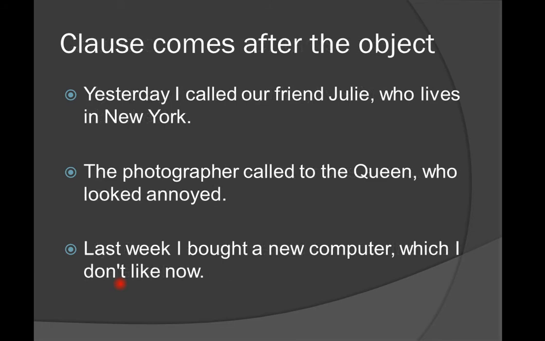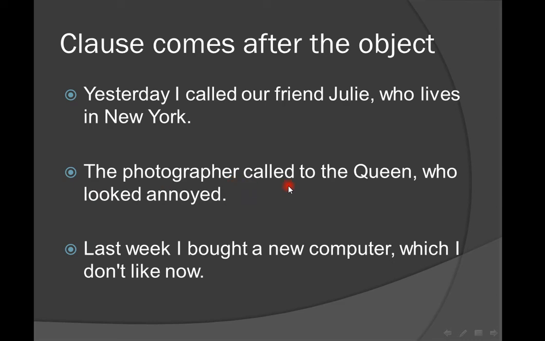So we move to the second type of clauses, which come after the object. We took the ones that come after the subject and give extra information about the subject, while here I am giving extra information about the object. Yesterday I called our friend Julie, who lives in New York. Again, yesterday I called our friend Julie is enough, but I give extra information and say who lives in New York. Okay? And you see that we also have the comma, and as we finish the sentence we put a full stop.